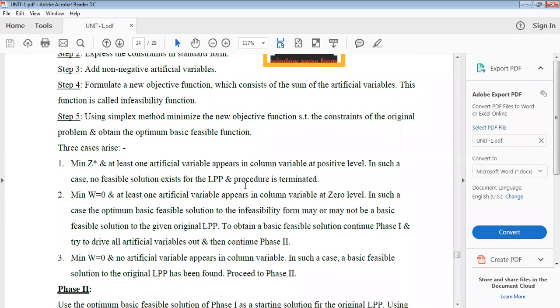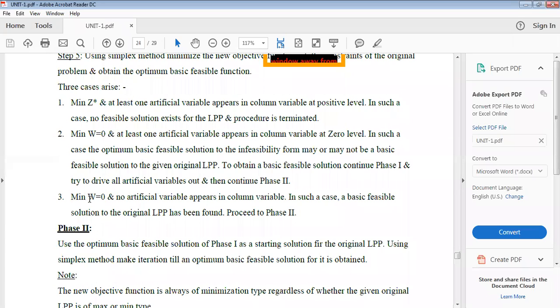Case two: minimum W is equal to zero, and at least one artificial variable appears in the column variable at zero level. In such a case, the optimum basic feasible solution to the infeasibility function may or may not be a basic feasible solution to the given original LPP. To obtain the basic feasible solution, continue phase one and try to drive all artificial variables out, then continue with phase two. So you proceed with the particular problem and try to drive out artificial variables by adopting certain conditions. Here minimum W is equal to 0, marked as W.